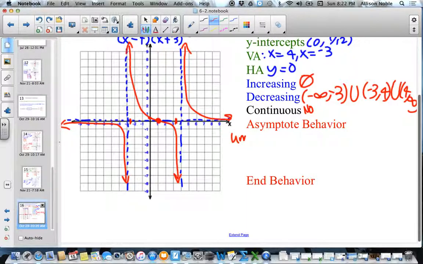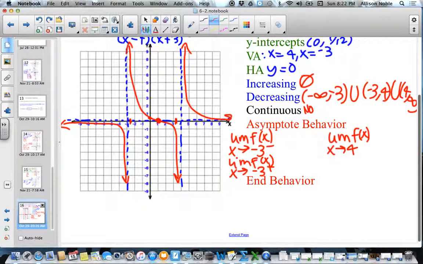So the limit of f of x as x approaches negative 3 from the left, we're going to have the limit of f of x as x approaches negative 3 from the right. We're also going to have the limit of f of x as x approaches 4 from the left, and the limit of f of x as x approaches 4 from the right. So, I think it's easiest to write all those out so I know what I'm looking at.